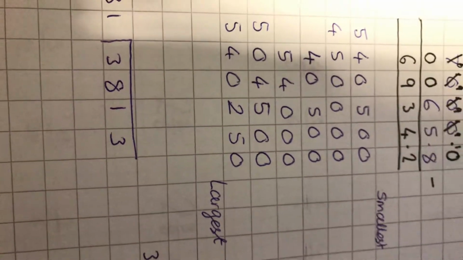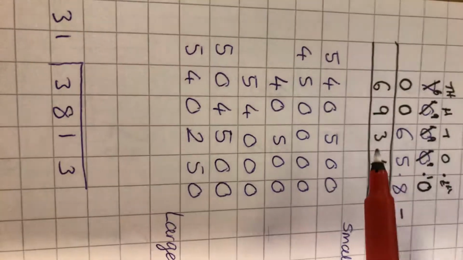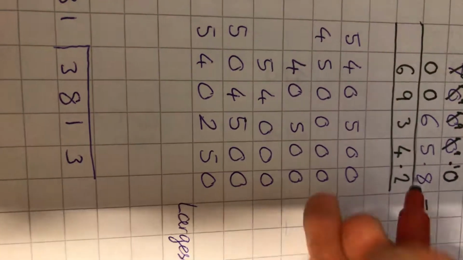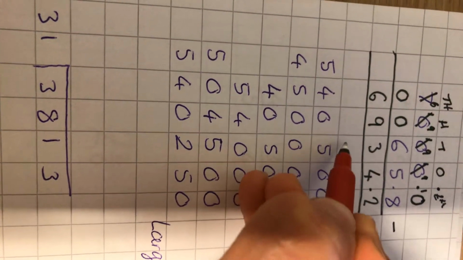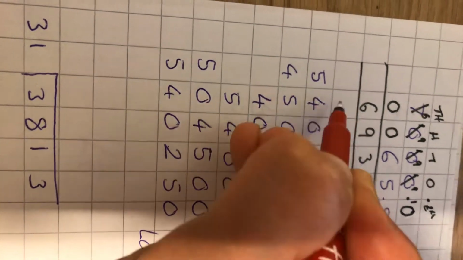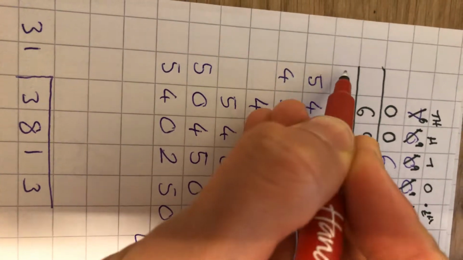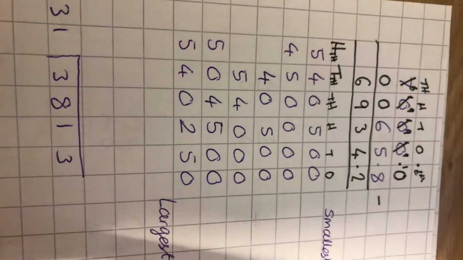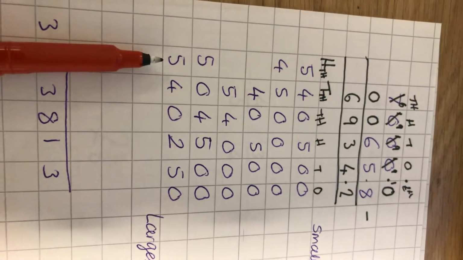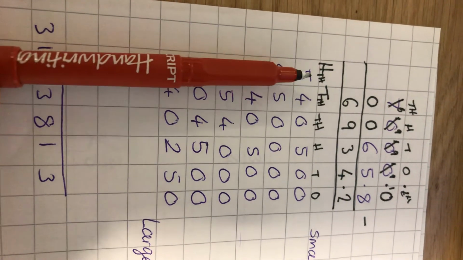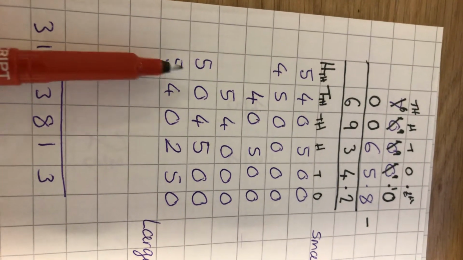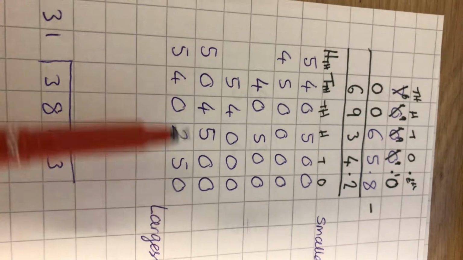Okay, on question 3, I need to put these numbers in order, smallest to largest. So what I've done is write them out as a list, making sure that my place value is accurate. So I've got my ones, tens, hundreds, thousands, 10,000s, and 100,000s. And that helps me. I'm starting with the most valuable column, the 100,000s. I can see, well, I've got 5, 5, and 5. So it's one of these three numbers that's the largest number.